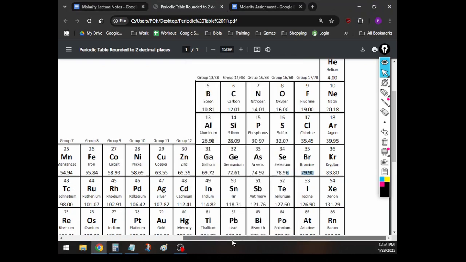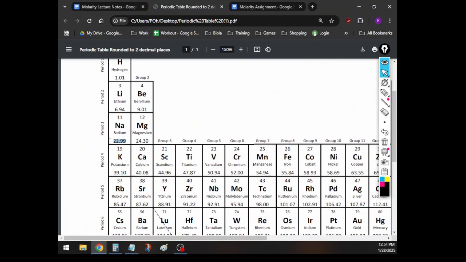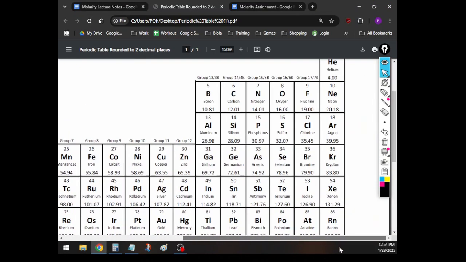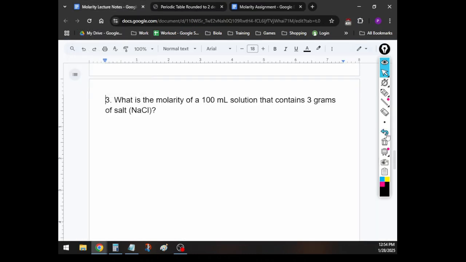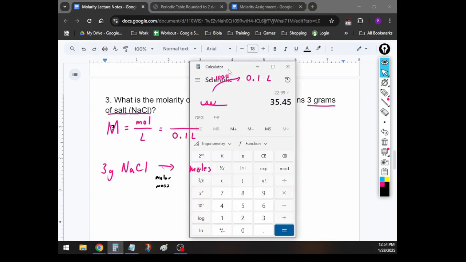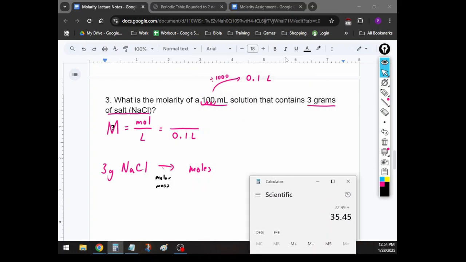So Na is 22.99. Look on the left side of the periodic table right here. So Cl is 35.45. So NaCl is going to be those two numbers combined. What is Na? 22.99. So if we add them together, we're going to get 58.44. So on our paper, we're going to write down that the molar mass is 58.44 grams equals 1 mole.